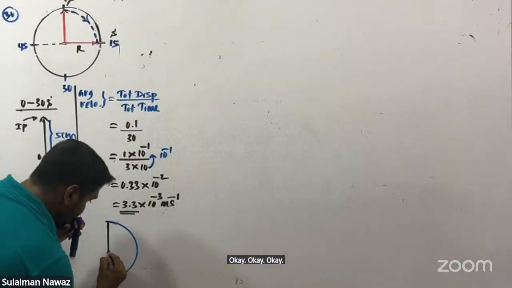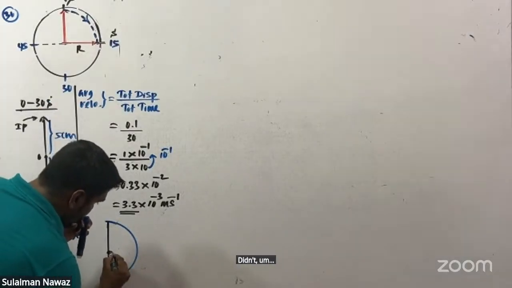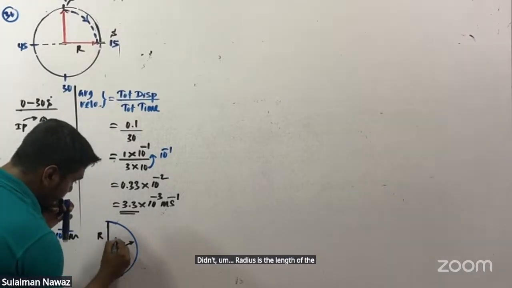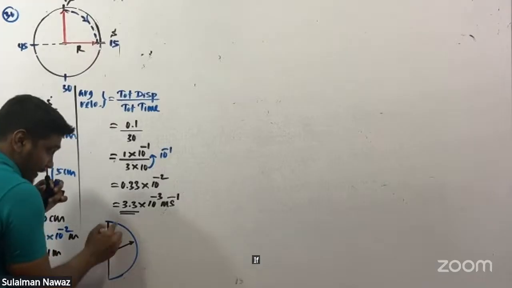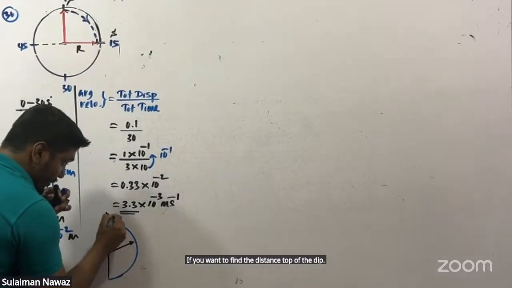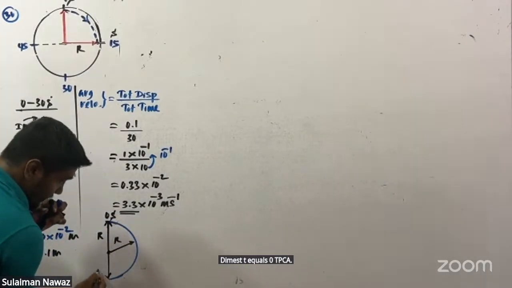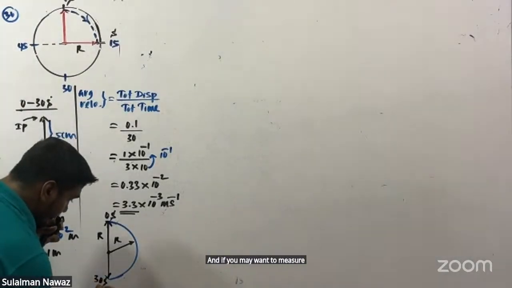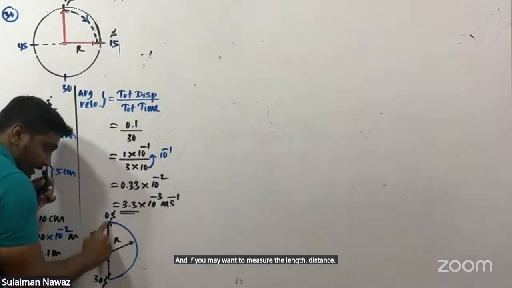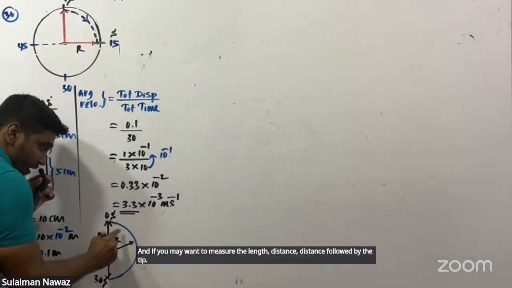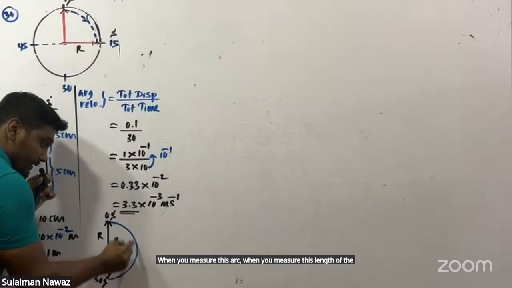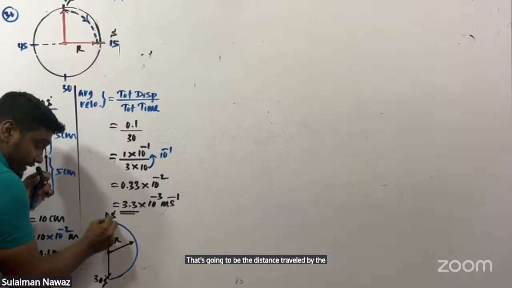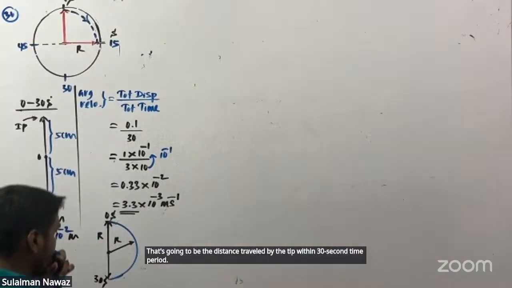Then the radius is the length of the second hand. If you want to find the distance traveled by the tip, at time t equals 0, the tip is here. At time 30 seconds, the tip is here. And if you measure the length of this arc, the half of the circle, that is going to be the distance traveled by the tip within the 30-second time period. How do you find that?